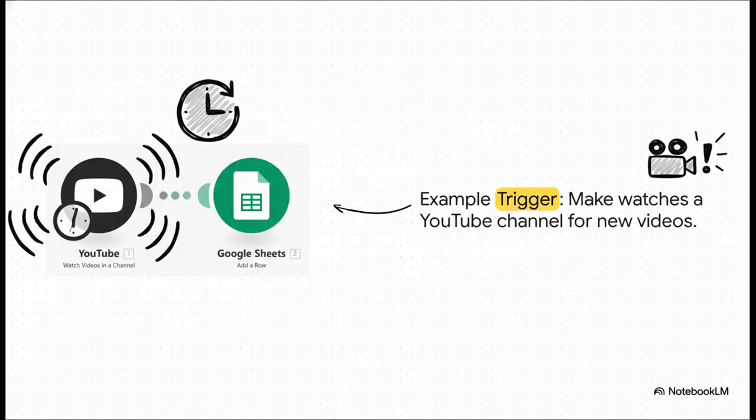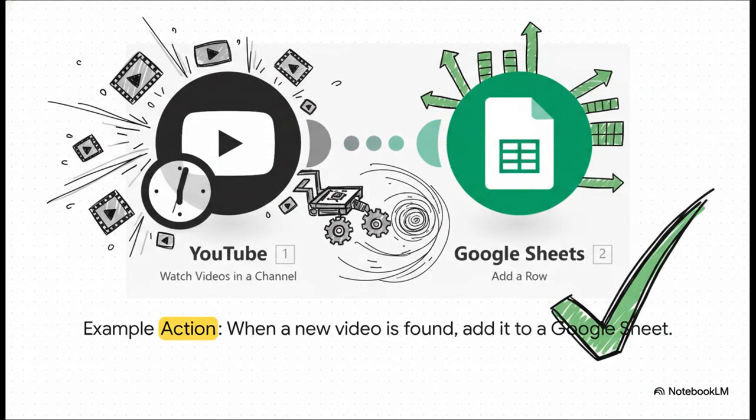All right, let's look at a super simple practical example. Here we go. The trigger is set up to watch a specific YouTube channel. That's its only job. It's just sitting there, on the lookout, waiting for that new video event to pop up. And boom, once that trigger fires because a new video is posted, what's the action? Well, in this scenario, Make automatically grabs all the info about that video and adds it as a brand new row in a Google Sheet. And just like that, you've built yourself a custom tracker for a channel with zero manual work.